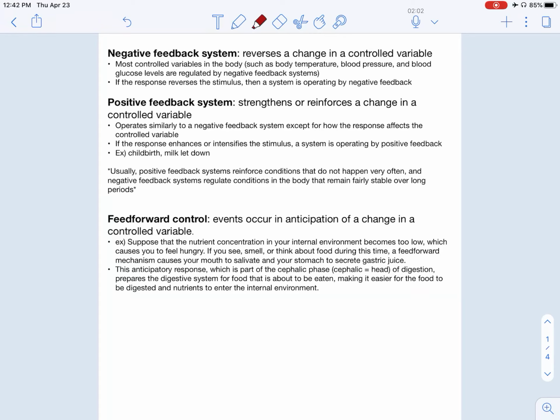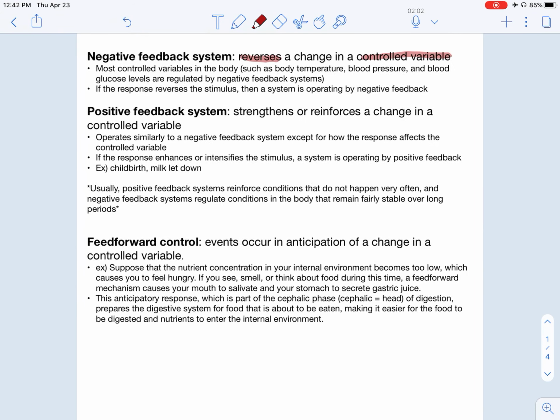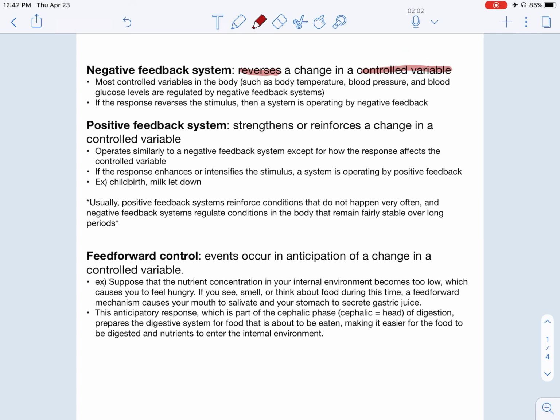Okay, so today I'm going to be talking about the differences between negative versus positive feedback systems, and then also describing just the mechanism of a feed-forward control. So, negative feedback systems are anything that reverses a change in a controlled variable. Most controlled variables in the body, things like body temperature, blood pressure, blood glucose levels, are all regulated by negative feedback systems. A good way to think about it is, if the response reverses the stimulus, then the system is operating by negative feedback.